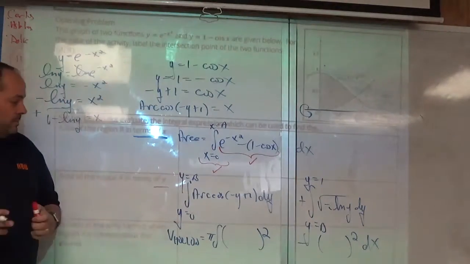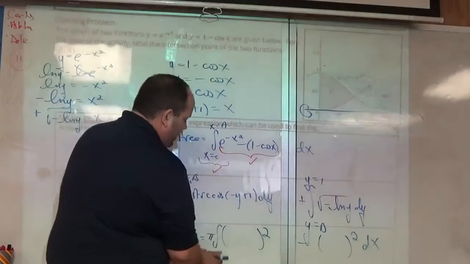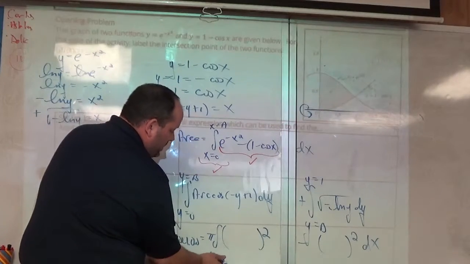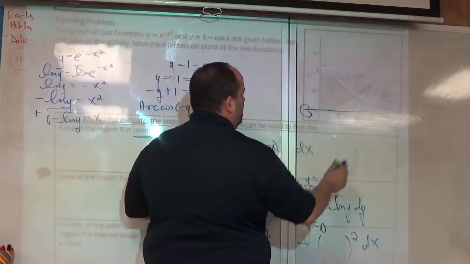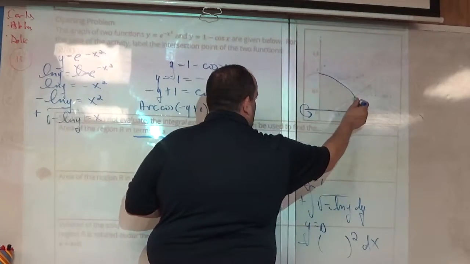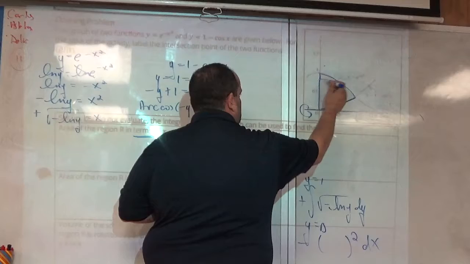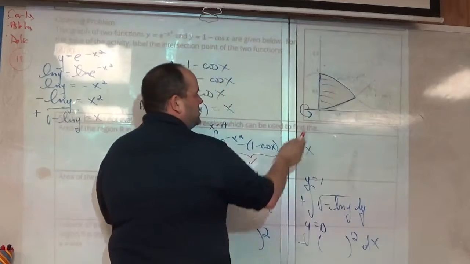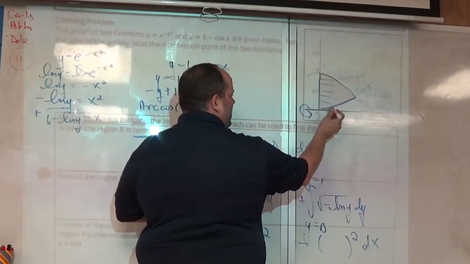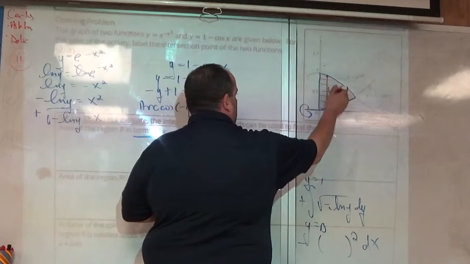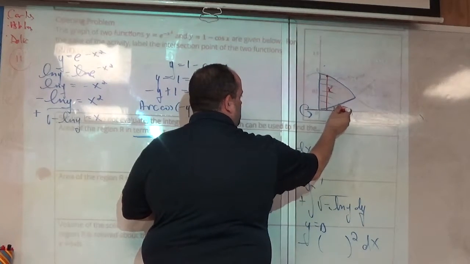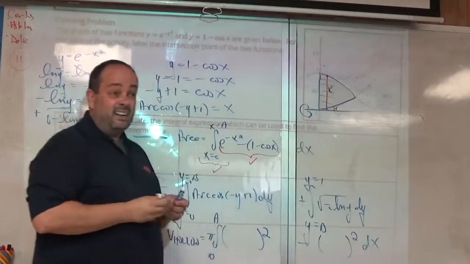You're already moving in a good place. Where do I start integrating? 0. Where do I end? A. To determine the big radius, remember you're taking this region, you're spinning around the x-axis, you start on the axis of rotation, and you go up to the outside curve. That's big radius. Small radius, that's that guy.